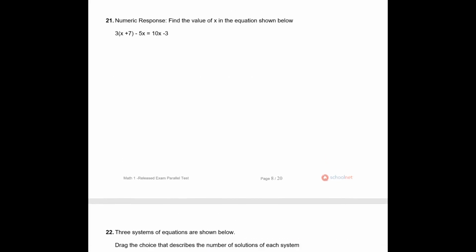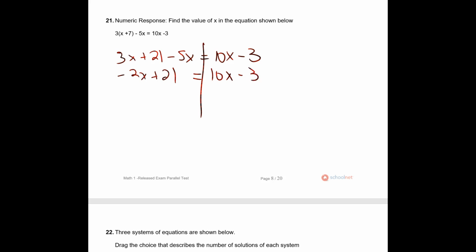Find the value of x in the equation shown below. So we distribute, we get 3x plus 21 minus 5x is equal to 10x minus 3. All right, combine like terms. Negative 2x plus 21 is equal to 10x minus 3.